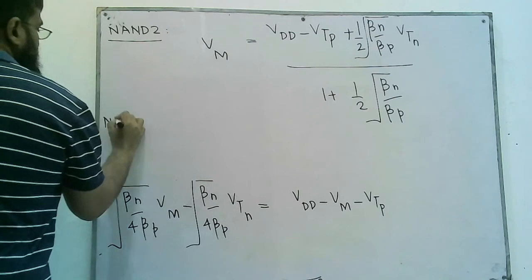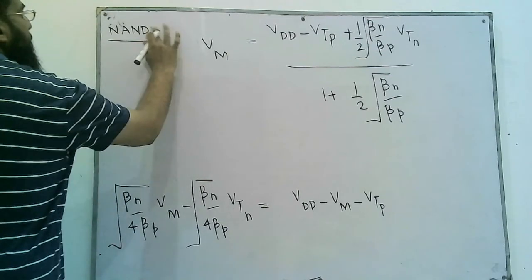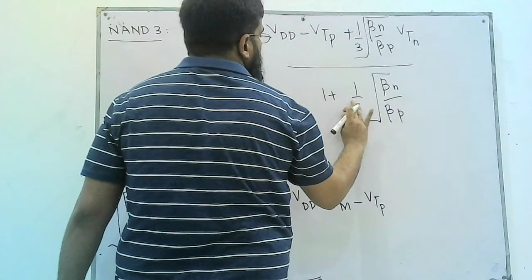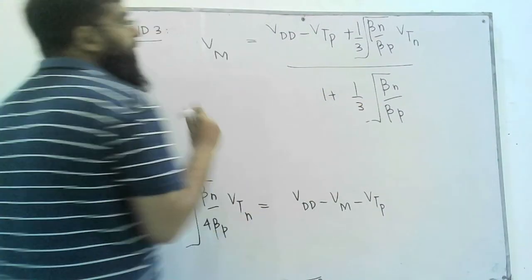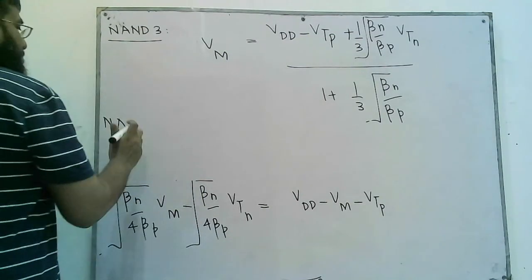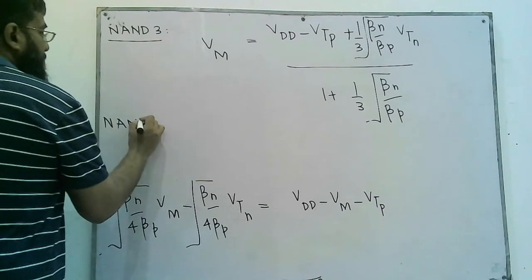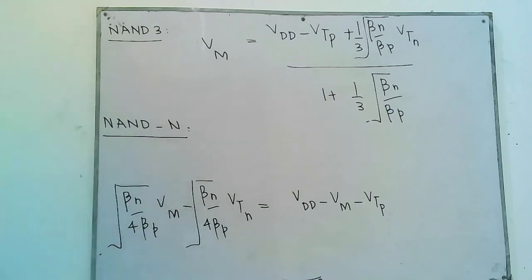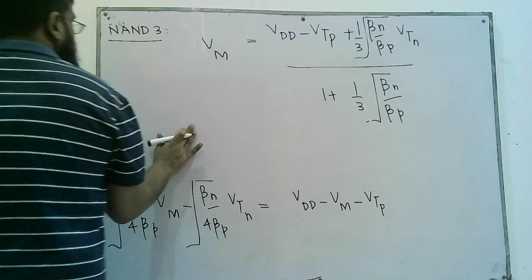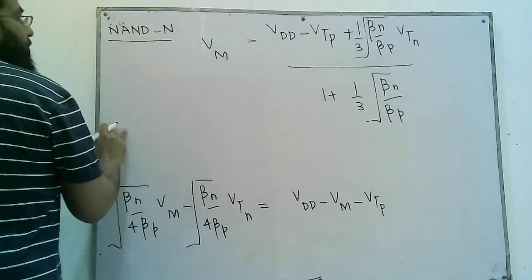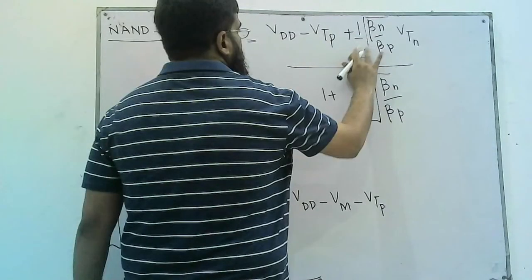What should be the expression for NAND3? Of course, that would be 1 over 3, and everything else would remain the same. You can check that by going through the whole process we have gone through. And what is the expression of Vm if we have NAND N? If we have an N-input NAND, that of course would be 1 over N.